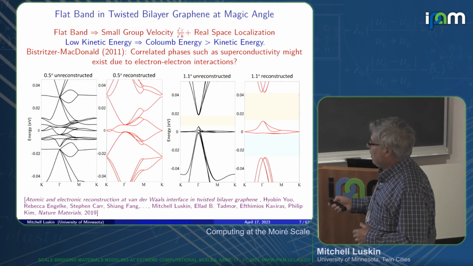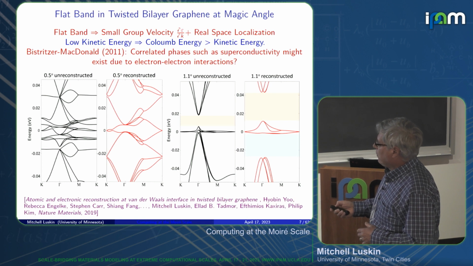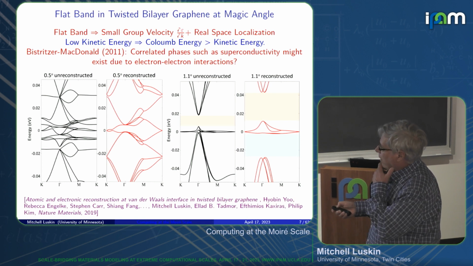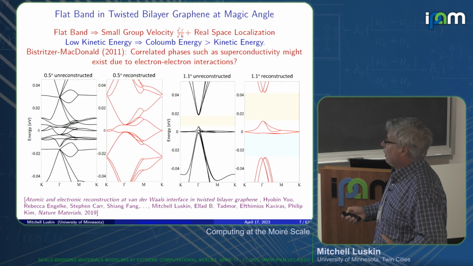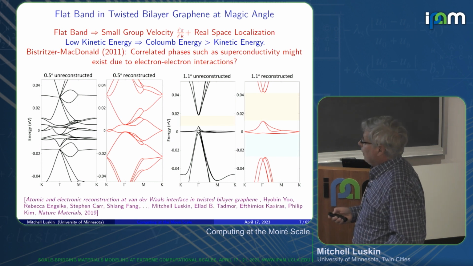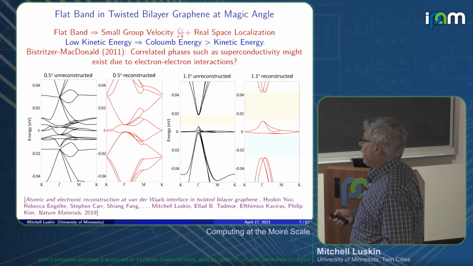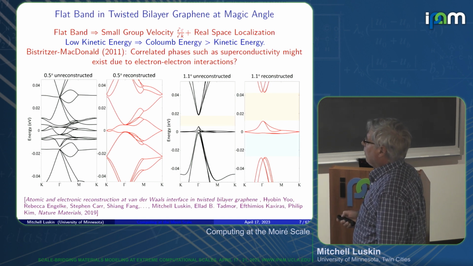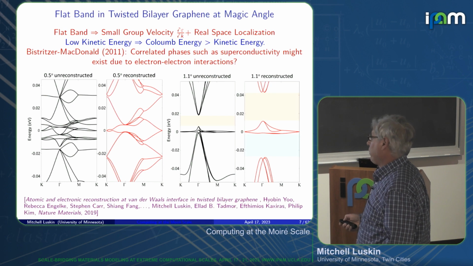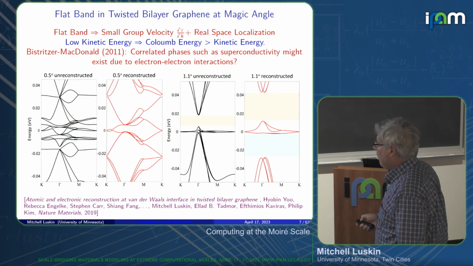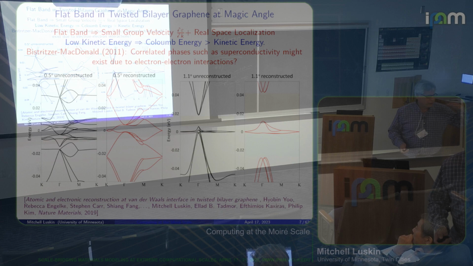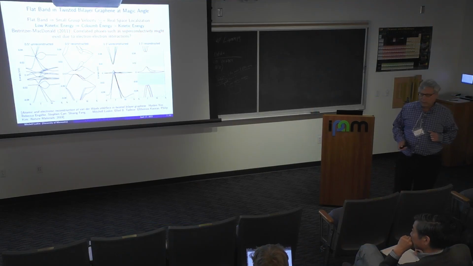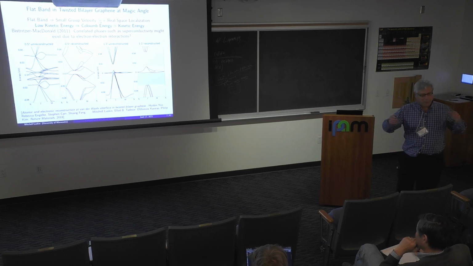Now, this was a very nice paper, and I'll describe the result in a bit, due to Bistritzer and MacDonald. They did a very nice model that shows you can get flat bands at this magic angle, or actually they proved a zero group velocity, but it took maybe 7 years for people to actually get the experiments done, and so people doubted it.